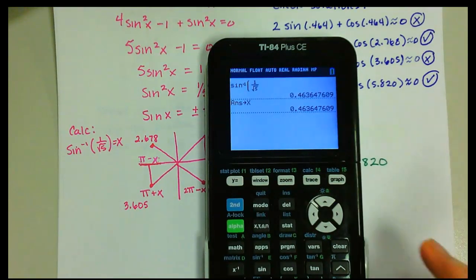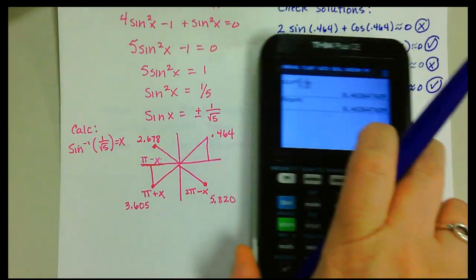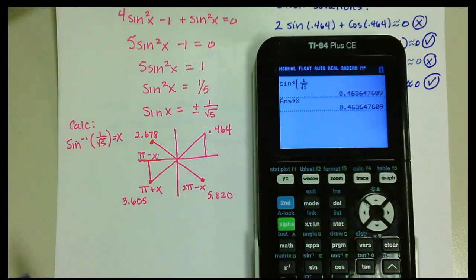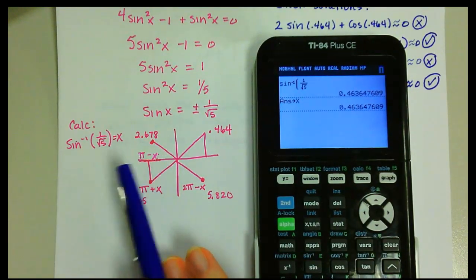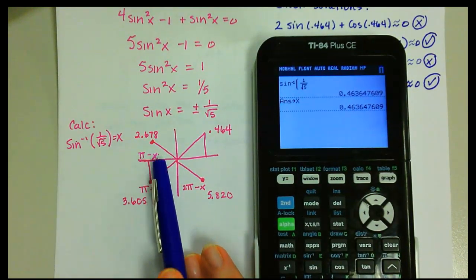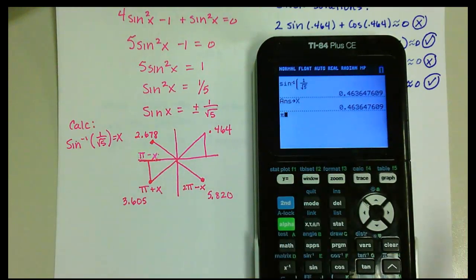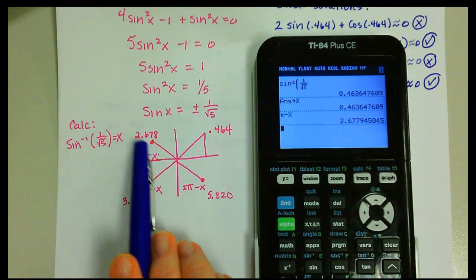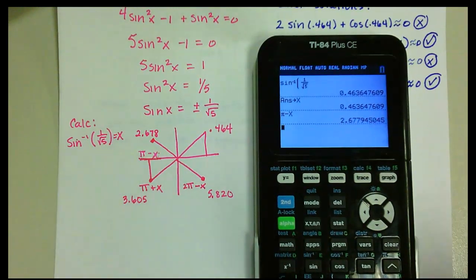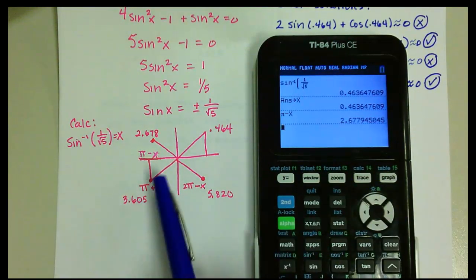Okay, now we want to find that angle in all 4 quadrants. So remember, to find the angle in the second quadrant, you take pi minus X. So I'm literally going to do second pi button minus the X that I just stored. And you get 2.678. Remember, I wrote that down, so I approximated it to 3 decimal places. You don't want to do that when you're actually doing a calculation. And then to get in the third quadrant, we take pi plus X.